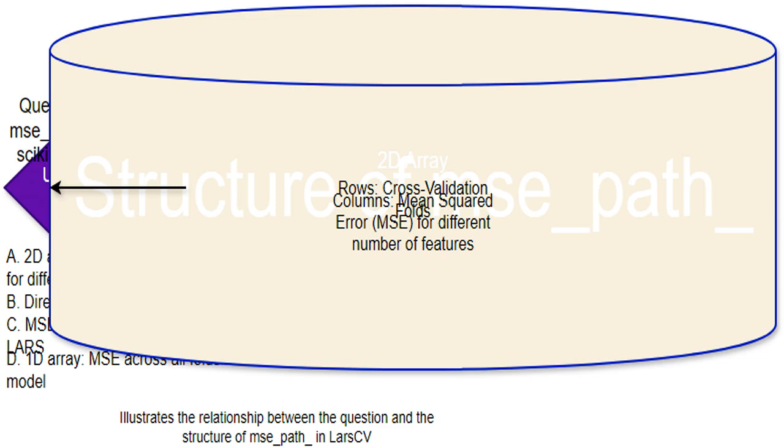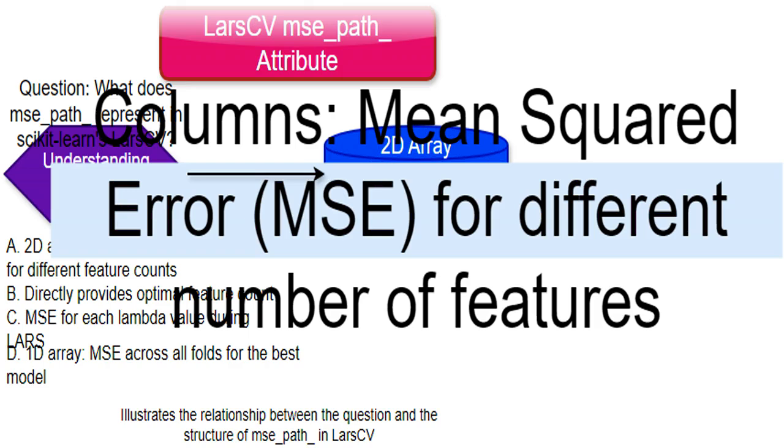The MSE_path_ is a 2D array because it shows the results across multiple cross-validation folds, rows, and for different numbers of features in the model, columns. This structure allows you to see the performance of different models for different folds and choose the best overall. Each row in the MSE_path_ array represents a single fold in the cross-validation process. Think of this as a separate training run using a different subset of your data. This gives you a better idea of the model's performance on unseen data and helps prevent overfitting.